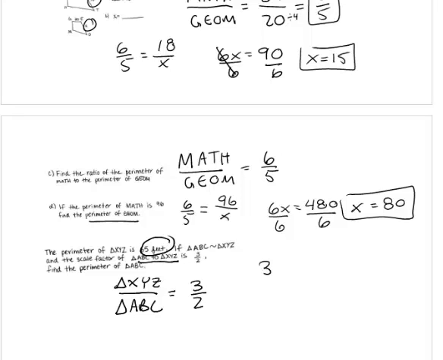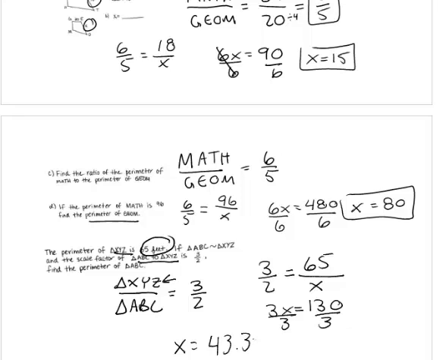So I'm going to use 3 over 2 as the ratio of XYZ to ABC. I know XYZ is 65 feet for the perimeter. That goes on the top because XYZ was on the top of the fraction over here. And then what I'm trying to find is the perimeter of triangle ABC. I'm going to use a variable x. In order to solve for this, I have to cross multiply. So you get 3x equals 130. Divide by 3. And you get x equals 43, we'll round, 0.33. What that means is that's the perimeter of triangle ABC.